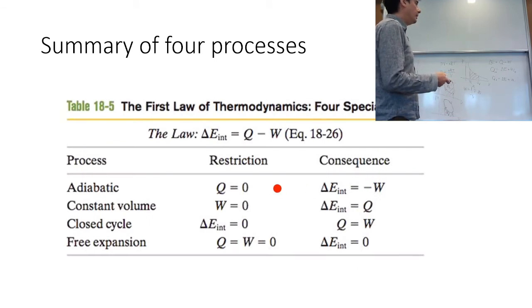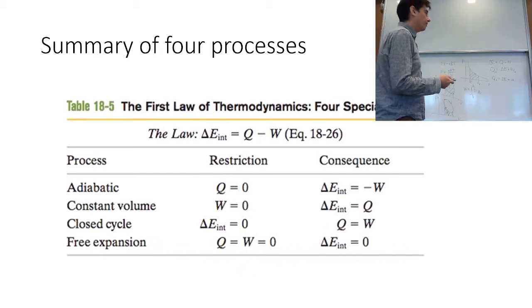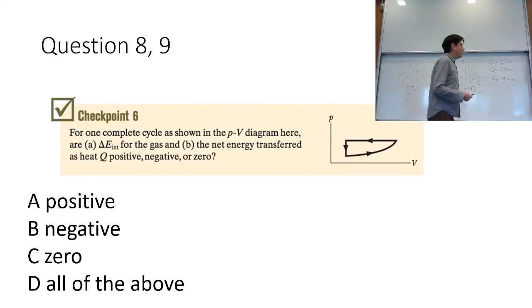Just to summarize, from this relation here, we can deduce: if the heat is zero, an adiabatic process, then it follows that the internal energy change must be the negative of the work. If the work is zero, then the internal energy change must be equal to the heat. If it's a cycle, then Q must be equal to W. And if free expansion, then everything is zero.